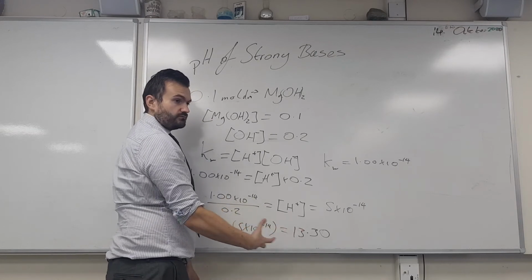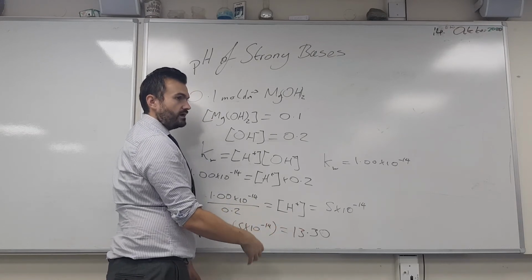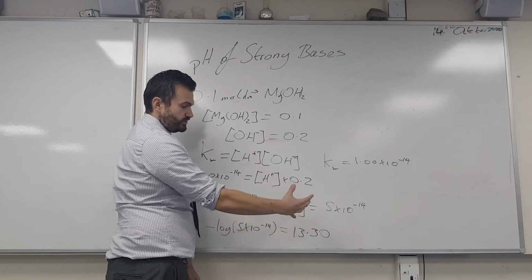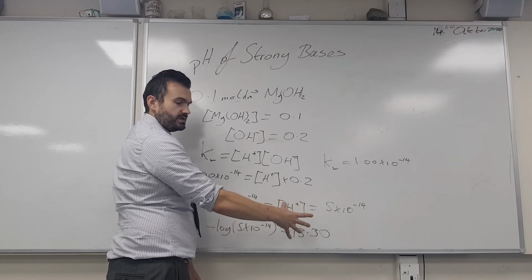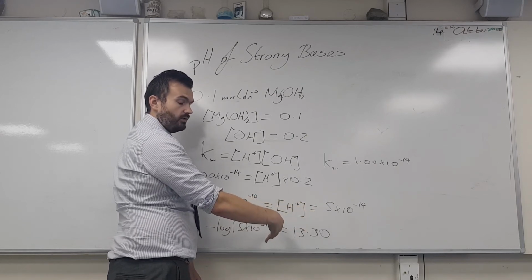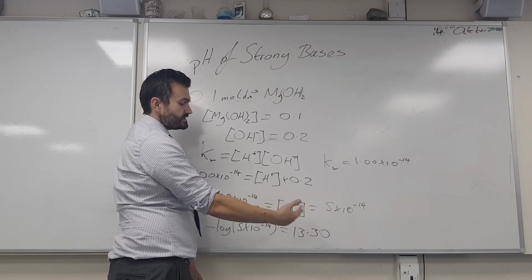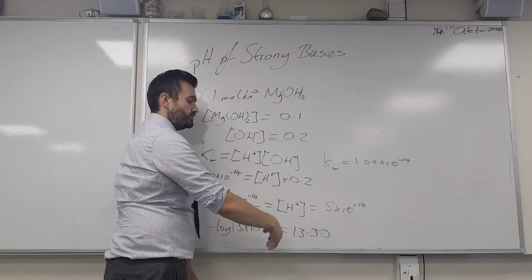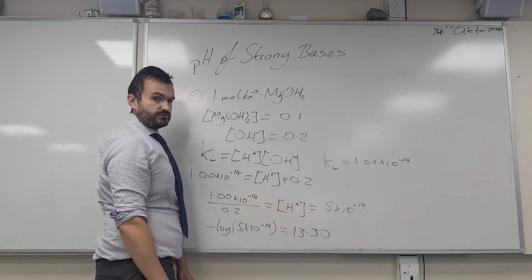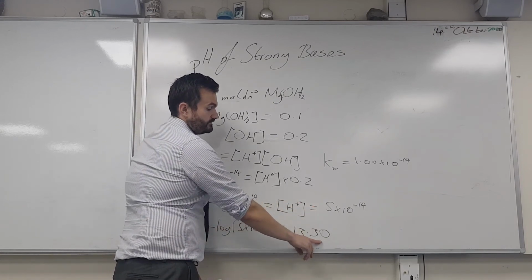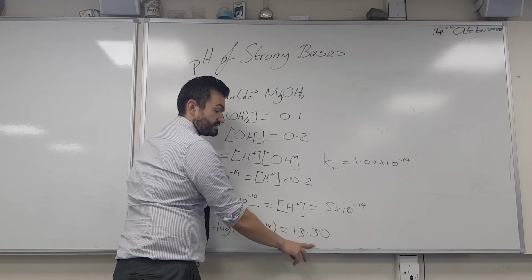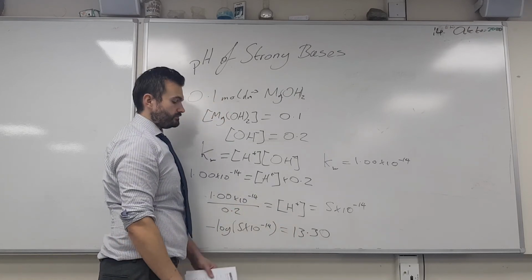For a sense check, remember your strong bases are going to have a high pH. So if your pH turns out to be a really low number, maybe below 6 or below 8, it's probably going to be wrong. You're looking for a number around 13 to 14. And remember, for pH, we must have it to 2 decimal places.